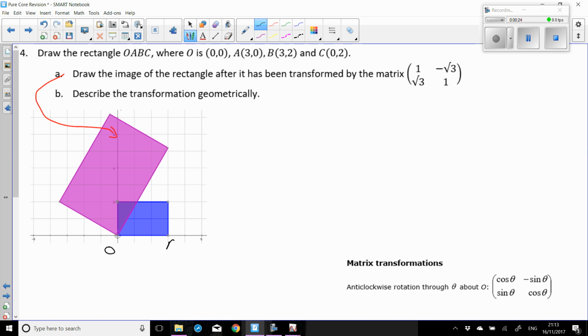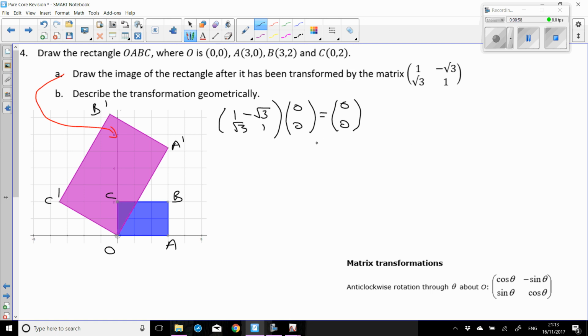Obviously, that was O, that was A, that was B, that was C. This is A dash, B dash, C dash, where those are the images of the points. Well, how can we work that out? Well, when you apply a matrix transformation to a point, we do the matrix times the coordinates of that point in matrix form, like this. You can't get it the wrong way around because you won't be able to multiply them, and if you do successfully multiply them, you've made your own rules up.